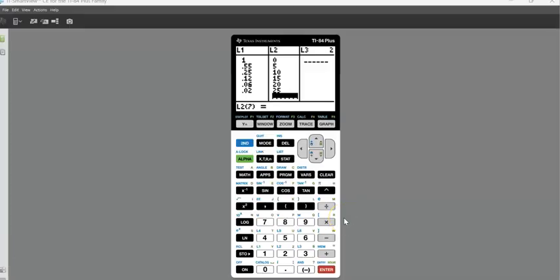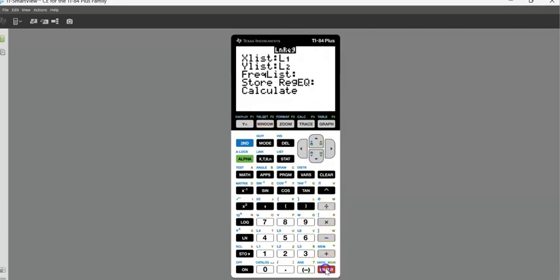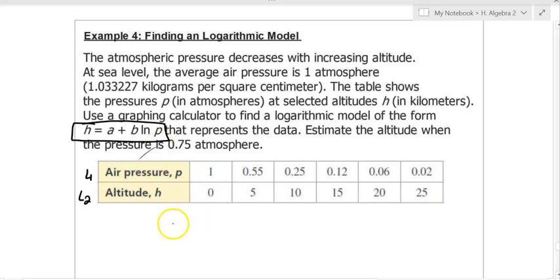Okay, so I have that all typed in, and it wants me to go ahead and use the natural log. So go to stat, go over to calc, and we want natural log regression. So if you scroll down, you can see that number 9 is natural log regression. So I just go down to calculate, and notice it gives me the format right here, A plus B natural log of X. So my A was 0.86. And then my B was negative 6.45, so I put minus 6.45 natural log of X. But then, of course, they wanted me to use H and P. So we're going to go ahead and our answer is going to be like this.